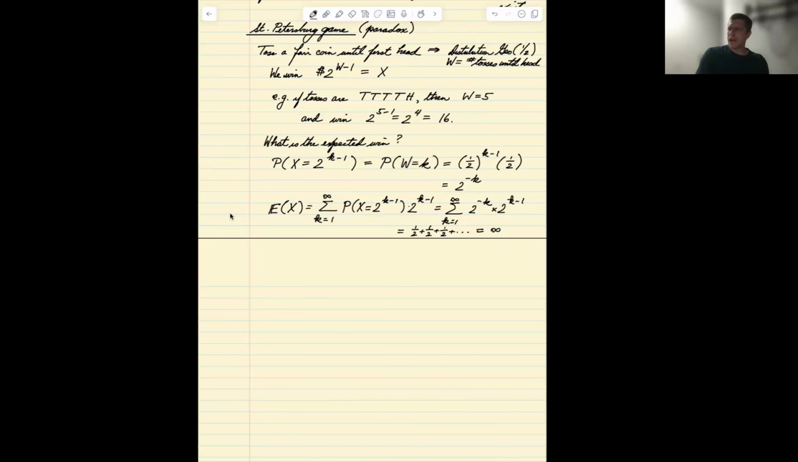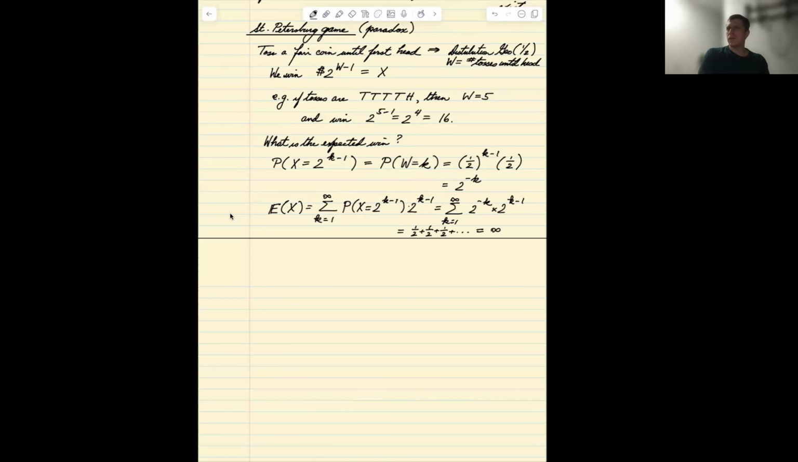But the problem is that practically speaking, most of the time, I'm only going to get a couple dollars back, right? Half the time I flip heads on the first toss, I get a dollar back. Three-quarters of the time I'm going to flip heads on the second toss and I get $2, right? And then an eighth of the time I get $4, and so on and so forth. So actually, the vast majority of the time, that already accounts for 87.5% of the possibilities, I'm getting back less than or equal to $4.